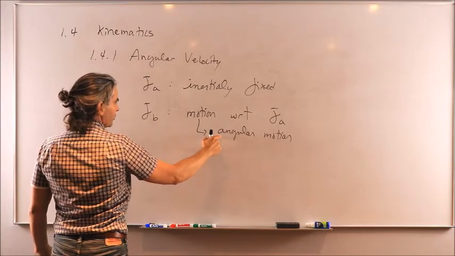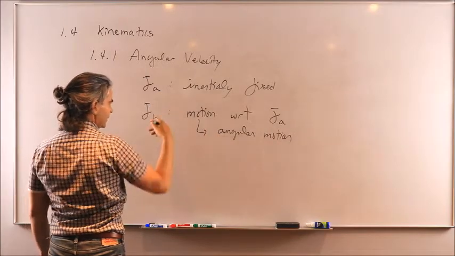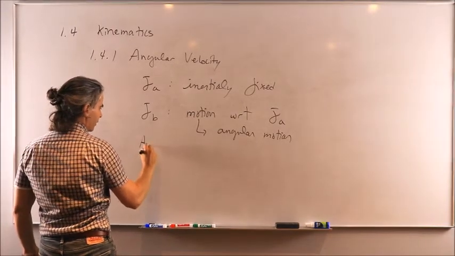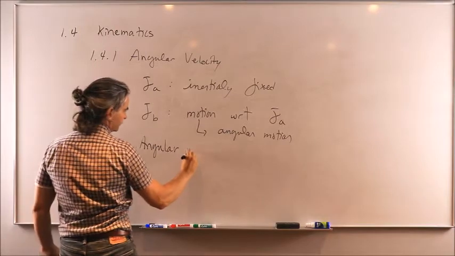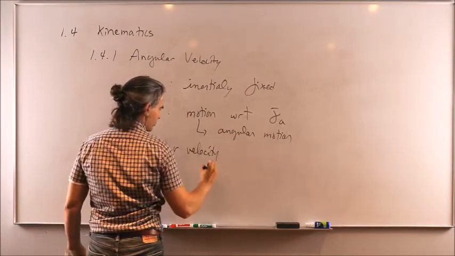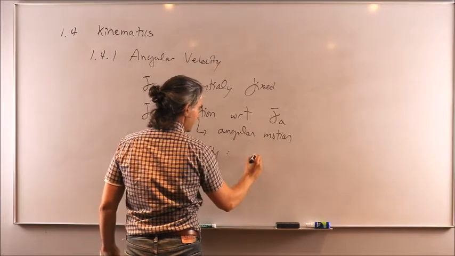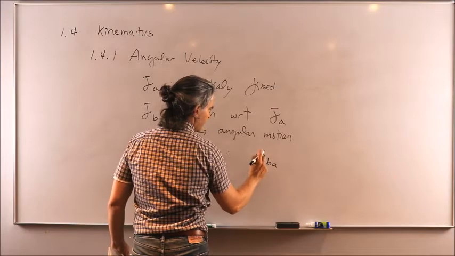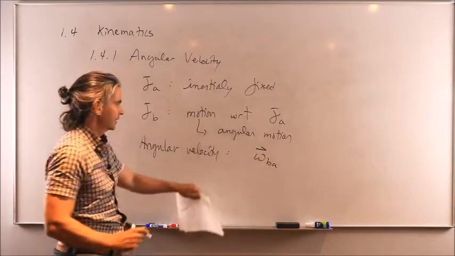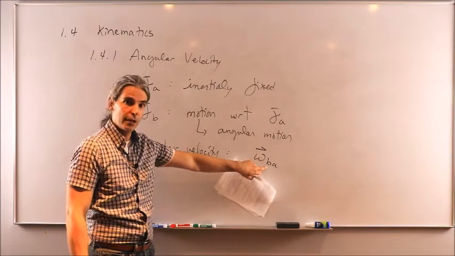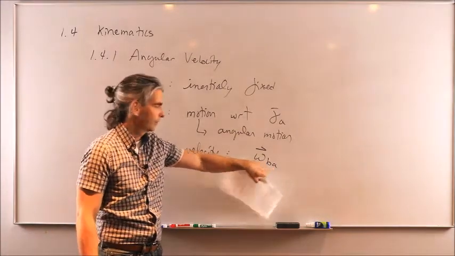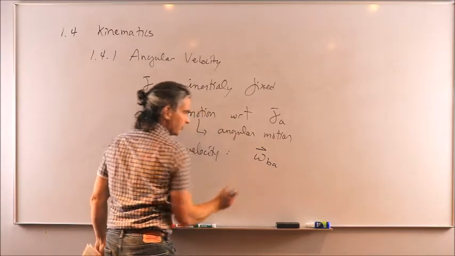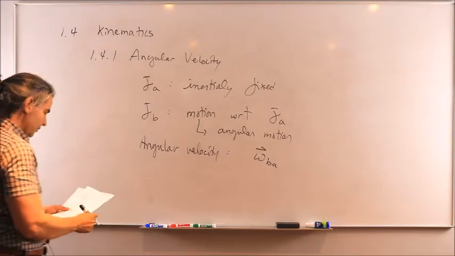So because the angular motion of B with respect to A is the only motion, I'm going to say that this is an angular velocity motion, and that angular velocity will be denoted by omega BA, and this is a vector, meaning that this is the angular velocity of reference frame B with respect to reference frame A. In other words, the angular motion of B with respect to the non-moving reference frame A. This is how we're going to denote things.